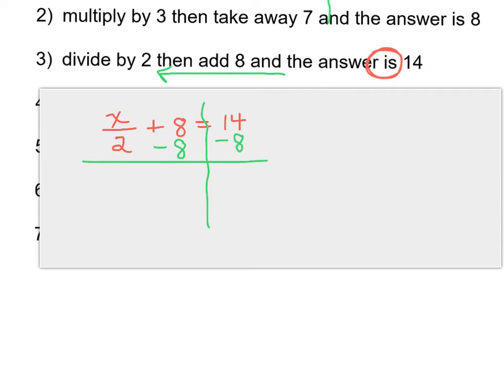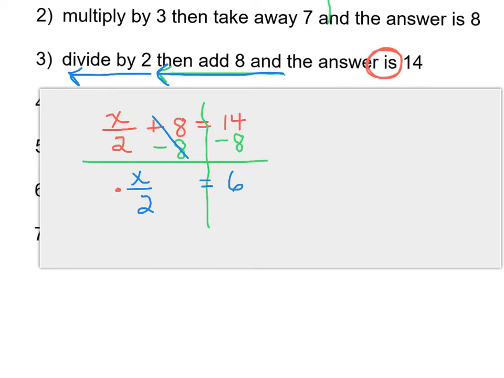Draw a big equals bar here. Now I'm going to bring down what I had written up above that I still need. I still need that x over 2. Minus 8 plus 8, that's gone now, equals 14 minus 8 is 6. So I've undone the add 8. Now I'm going to undo the divided by 2. Well, the inverse of divided by 2 would be times 2. So I'm going to multiply both sides of that equation by 2.